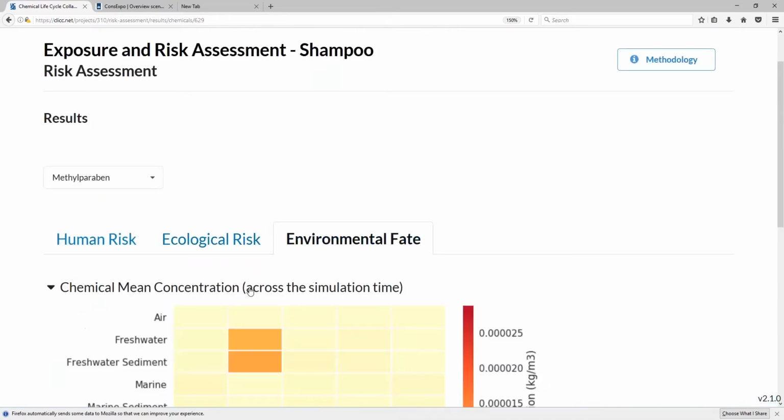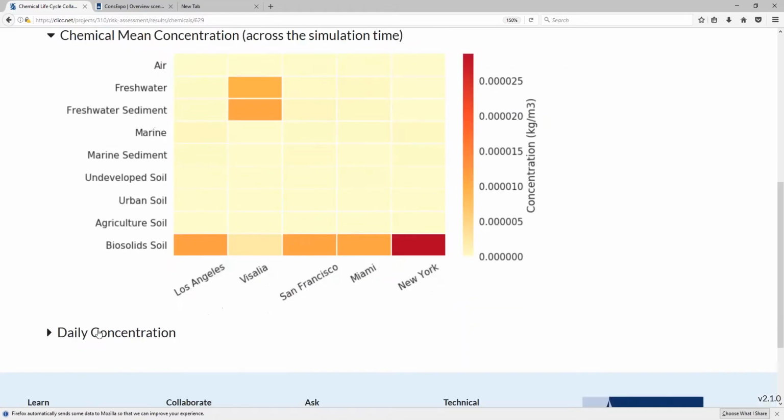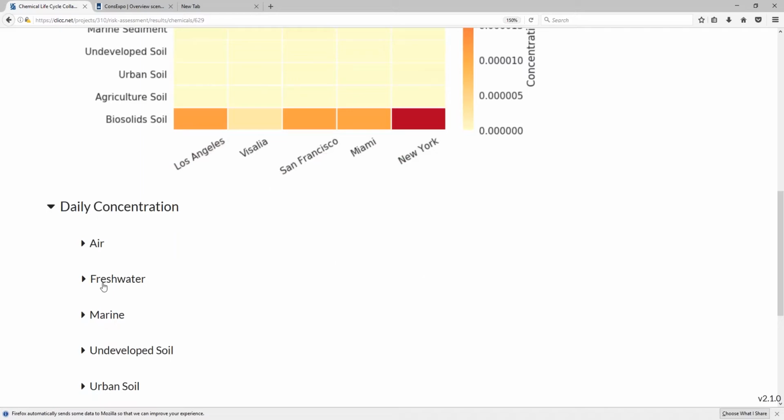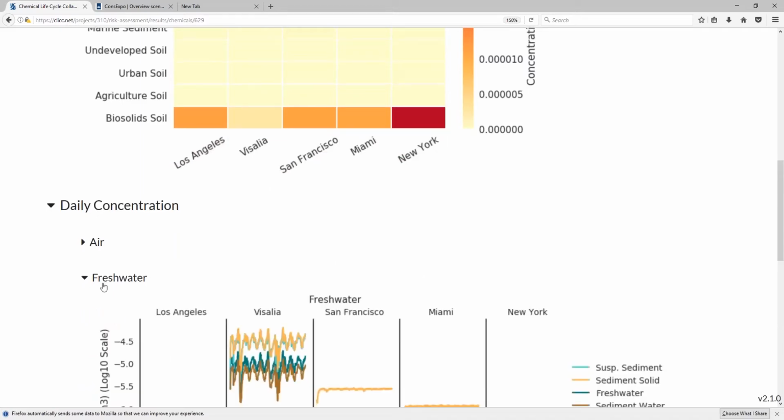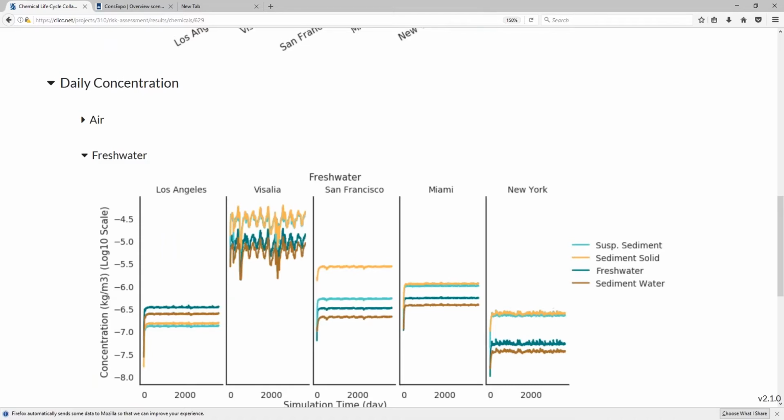This provides you the concentrations. Again, a snapshot of concentrations, so you have an idea of where we see the higher concentrations, in freshwater and freshwater sediments for this one. Everything else basically is going into soils. This tends to partition that way, so it goes more into the soils. And then the daily concentrations for, let's say, freshwater or biosolids soil. For freshwater, it'll give you the concentrations for the suspended sediments, freshwater, and sediment water, so you can get an idea of where the concentrations are going to be. Let's take a look at the methylene chloride example.